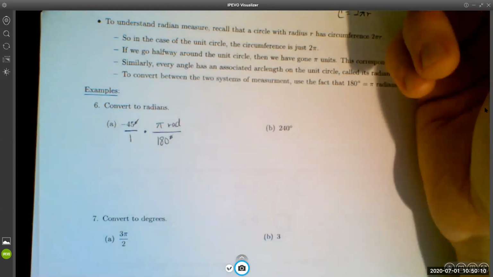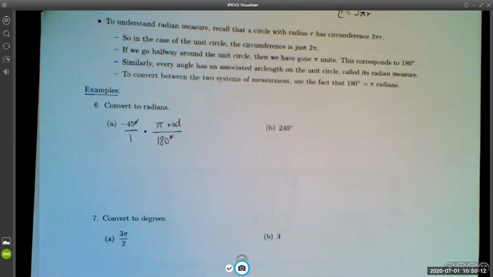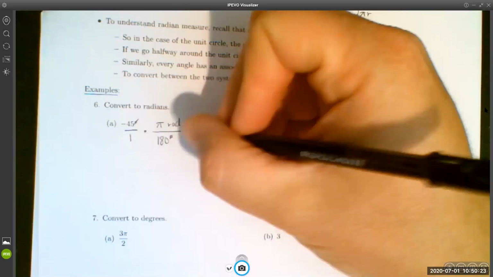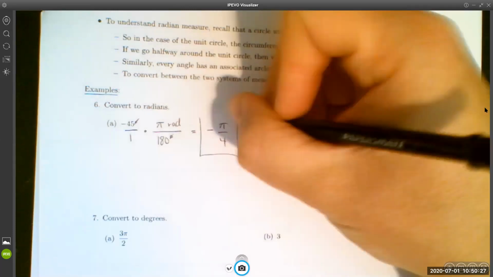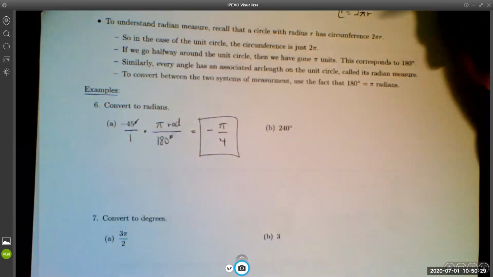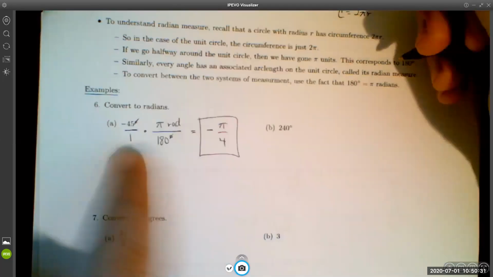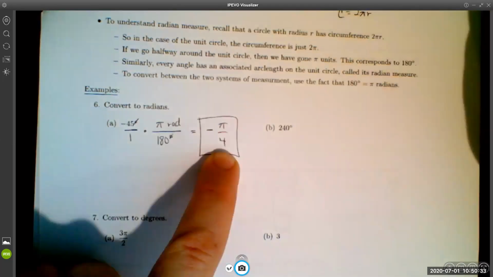Anyway, you can work this out. 45 over 180 will simplify quite a bit, by at least 5. No, by 9, actually. 45 out of 180 is 1/4. Oh, wow, so actually 45 itself goes into 180. So this is going to be negative pi over 4. Oh, of course, I should have known that. I did know that. I just got too caught up in performing the actual calculation, because 45 degrees is the same as pi over 4 radians.